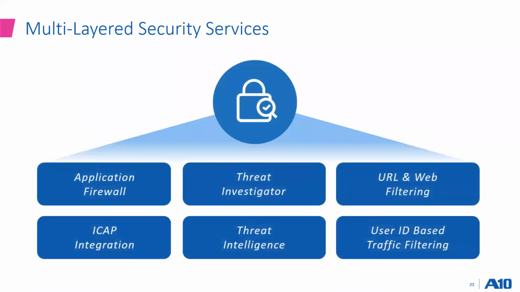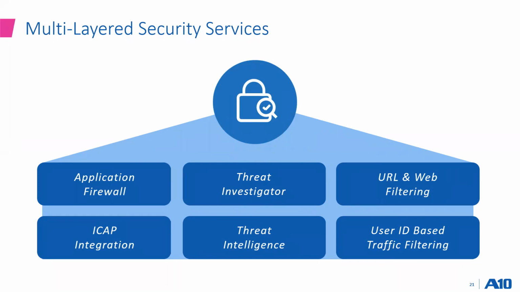Now, as I mentioned, we have multi-layered security services. So I'm just going to briefly talk about some of these. So we have application firewall. So you have full visibility into all the application traffic. And based on the application layer information, you can actually block or allow certain applications. We have the threat investigator, which you can use to investigate the threat level of different websites that your users are going to, to make sure that you have the best policies applied to all of your devices.